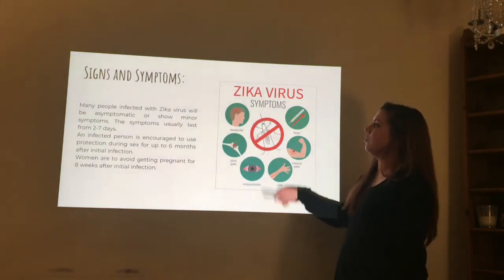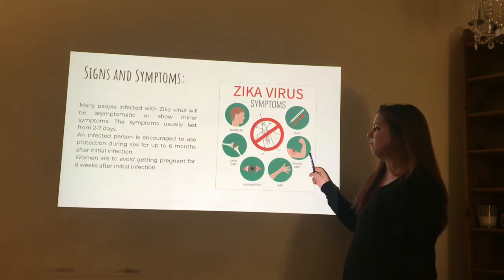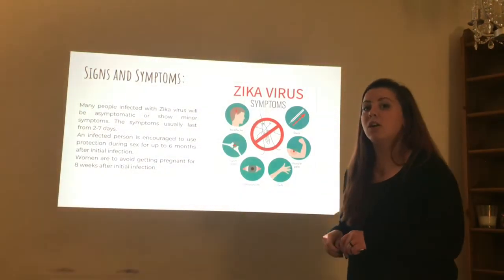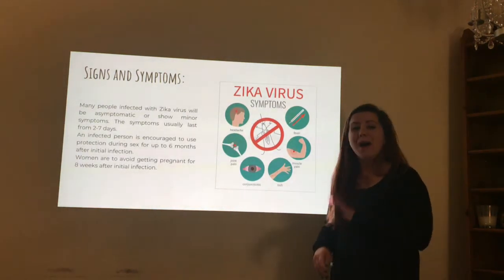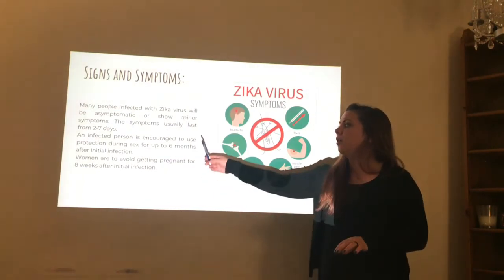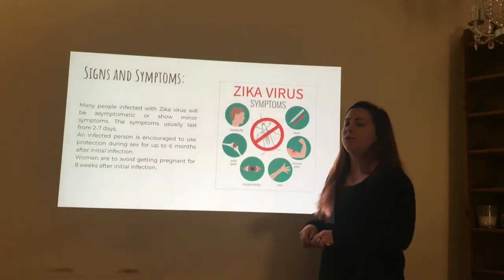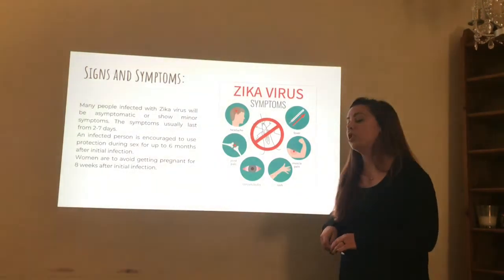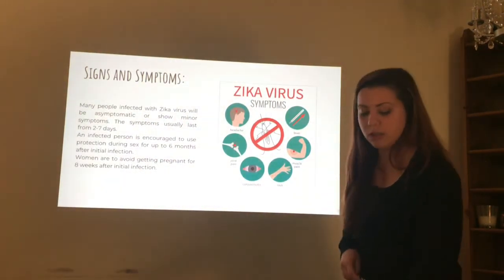If you have Zika virus, you could have a headache, joint pain, conjunctivitis, rash, muscle pain, and fever. Many people who are infected with Zika are not going to show any symptoms, and if they do, they're minor and they usually last 2 to 7 days. If you're infected, you're encouraged to use protection during sex for up to 6 months after initial infection, and women are to avoid getting pregnant after 8 weeks.